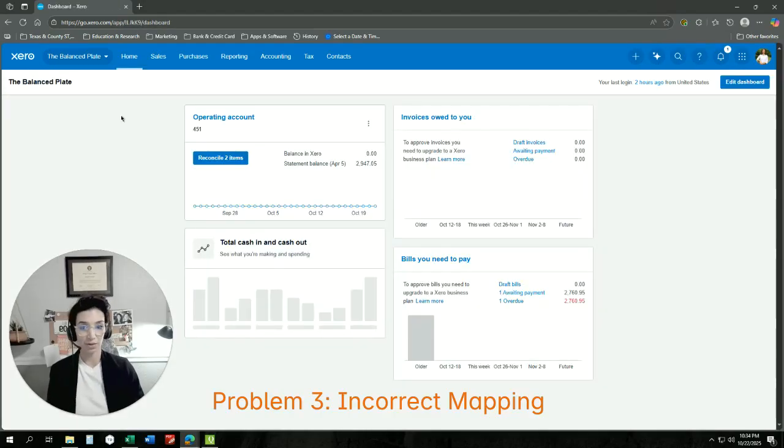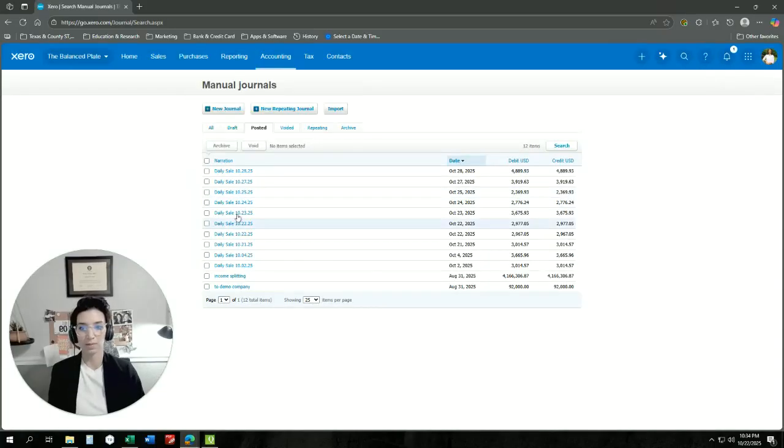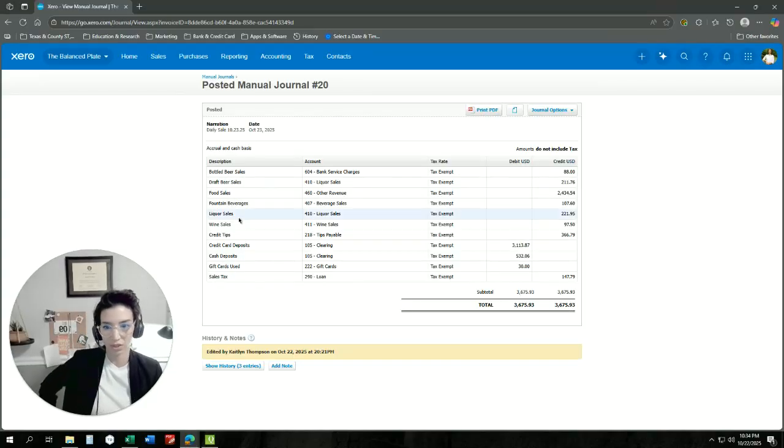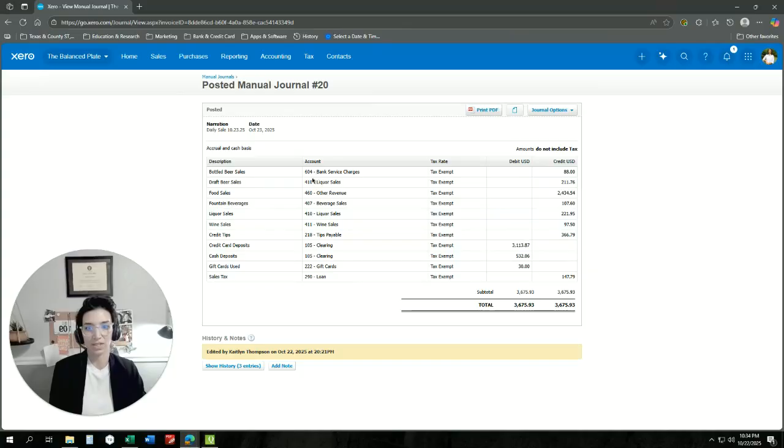Problem three is incorrect mapping. So this can be especially frustrating because you look at your profit and loss and you see random things, or maybe you're looking at your daily sale for a specific day. Let's look at the 23rd. And you're just reviewing your daily sale and you notice that bottled beer sales are going to bank service charges, and draft beer sales are going to liquor sales, and food sales are going to other revenue. And so you've got some mapping issues.